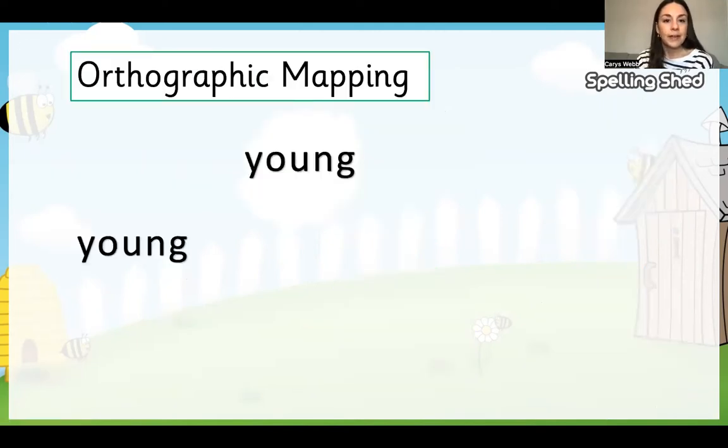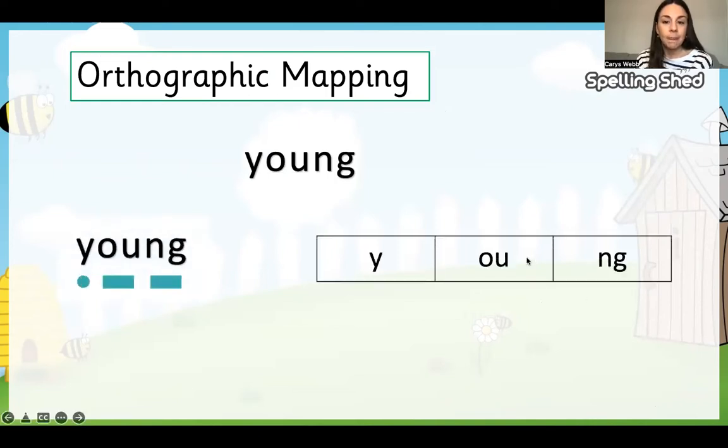Now looking at orthographic mapping as we have done. So with the word young, you can do it in a couple of different ways. You might do it with sound buttons or dots and dashes. You can also put it into a grid or boxed up to be able to see the different sections of the word. So you've got y, ou, ng, young. So we've split this one into the different sounds of it here. OU makes an uh sound in this word.